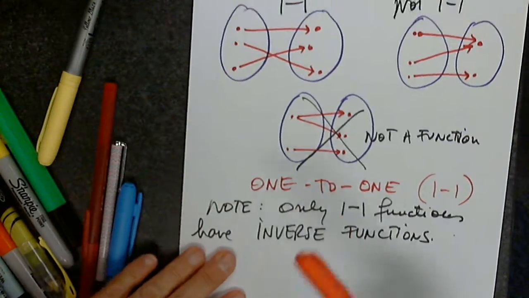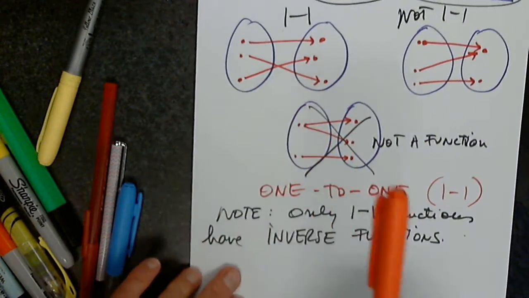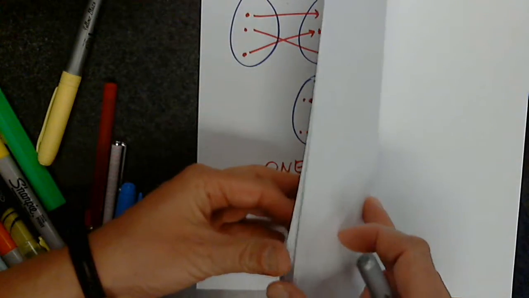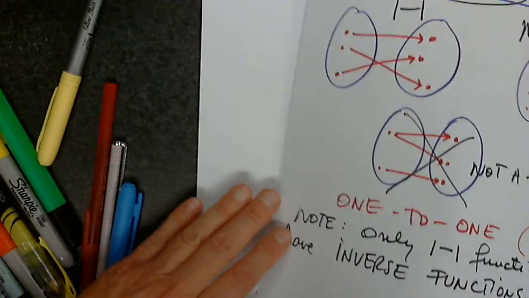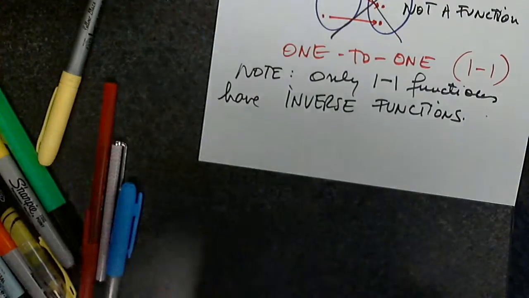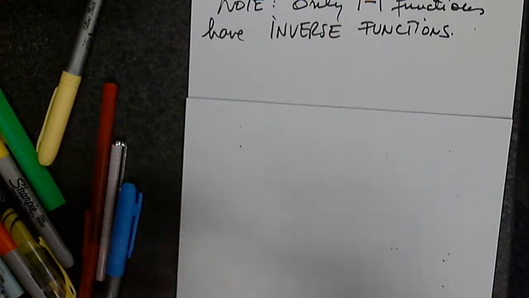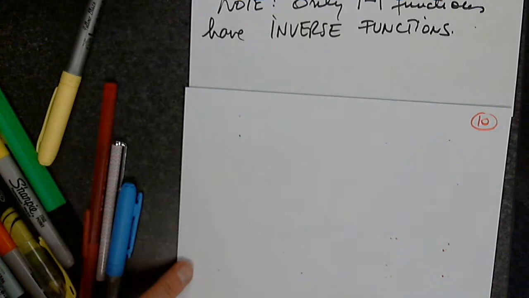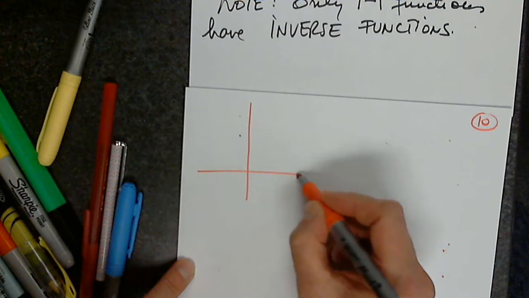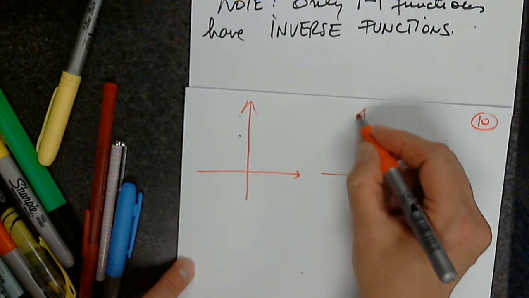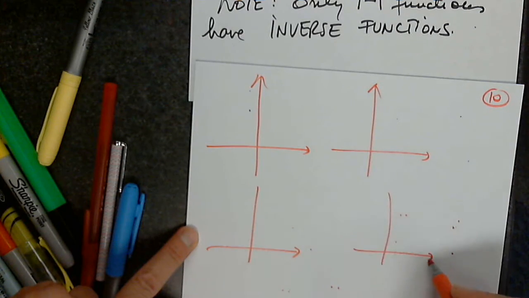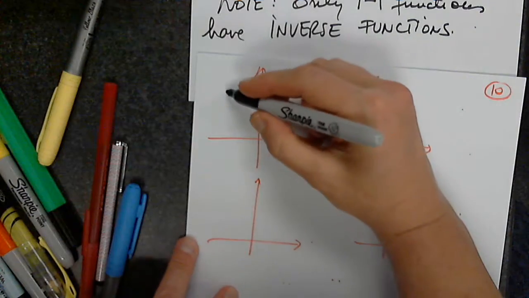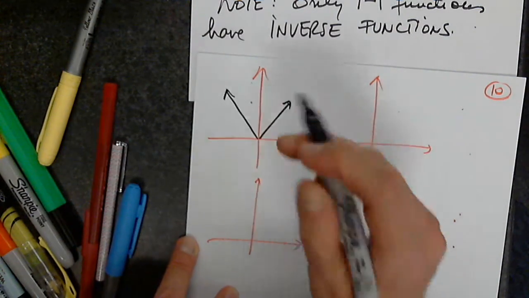So if a function is one-to-one, it will have an inverse function. How do I determine whether a function is one-to-one if I only have its graph? I'm going to graph a few functions, and I want you to identify them because all of them are functions that we discussed this semester. Here's one. Okay, first function is this. Which function is this?